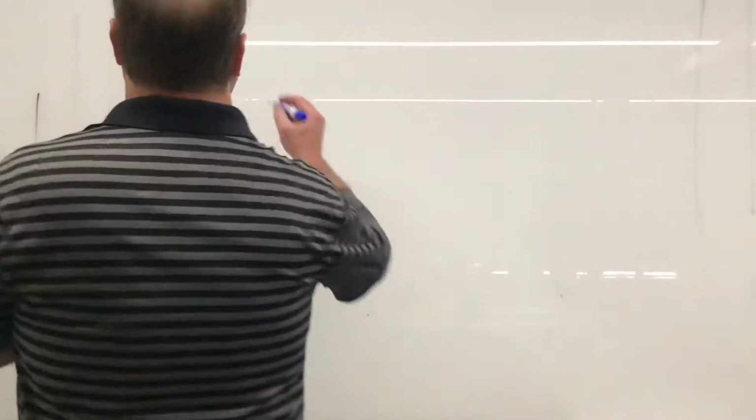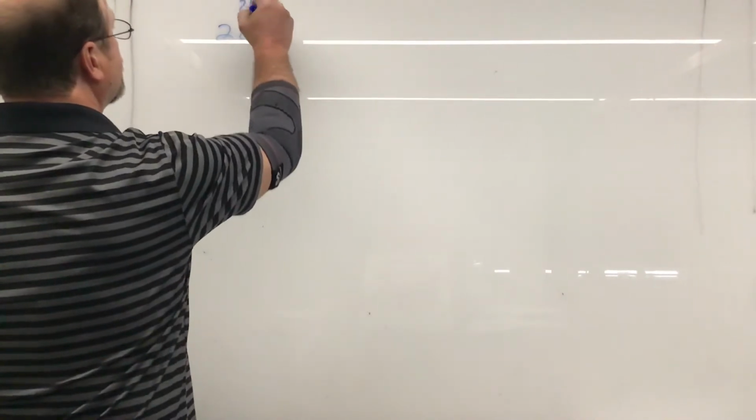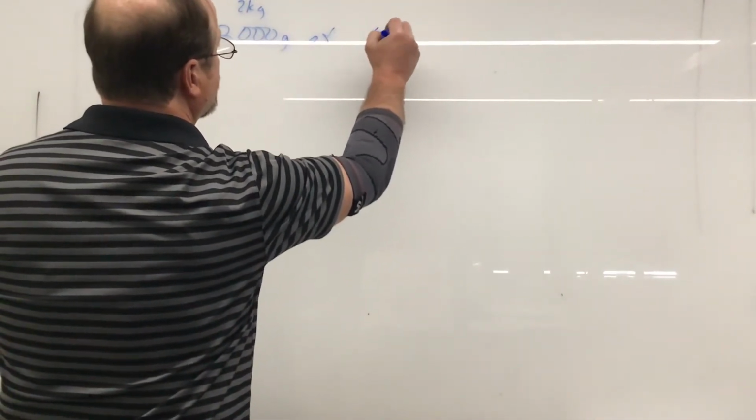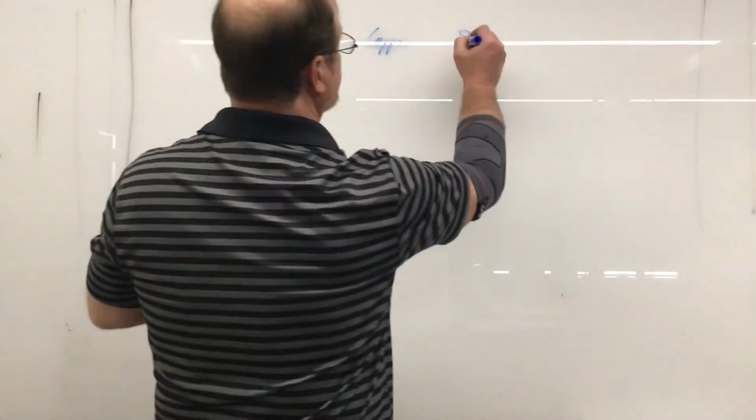So now I'm going to do an example where I look at just two objects that have been brought into thermal contact with each other. The first is going to be 2,000 grams, or 2 kilograms, of copper. And that's sitting at 80 degrees, that's been in an oven.